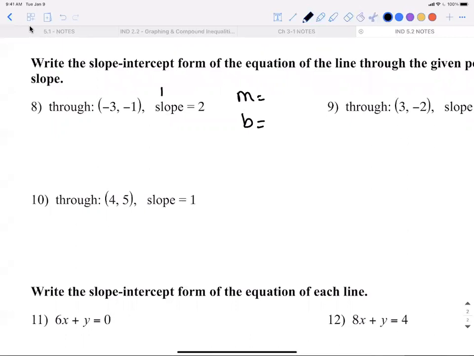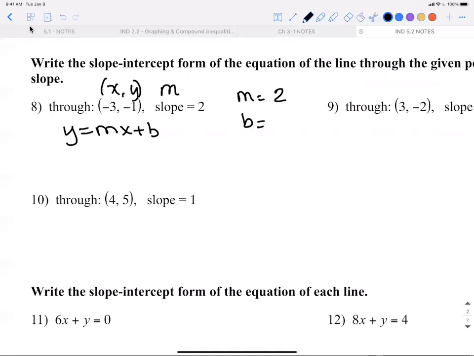I'm given the m right here. m equals 2. So I can already fill that in without any math. But I'm not given the y-intercept. So remember when I said in y equals mx plus b, the y and the x represent the infinite number of coordinates on our line. Well, we're given one of those coordinates. We're given the xy coordinate right here that's on our line of -3, -1.